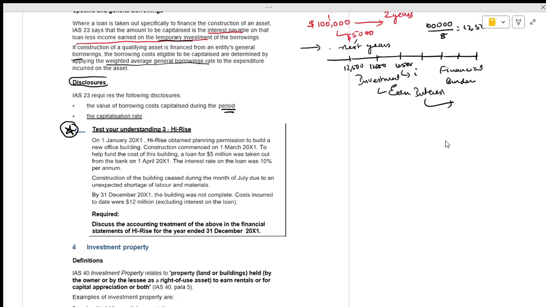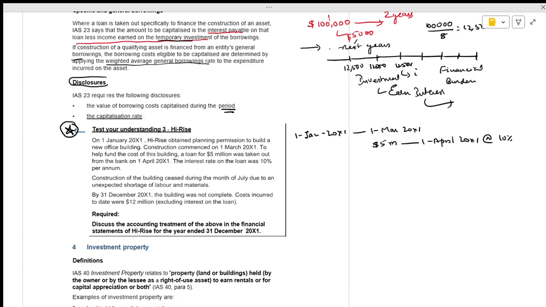See, if you make it a point, you understand, test your understanding. 30%, our concept is very clear. On January 1st, 2001, High Rise obtained a planning permission to build a new office building. Construction commenced on 1st March 2001. To help fund the cost of building, a loan of 5 million was taken out from the bank in April 2001. The rate of interest is 10%.